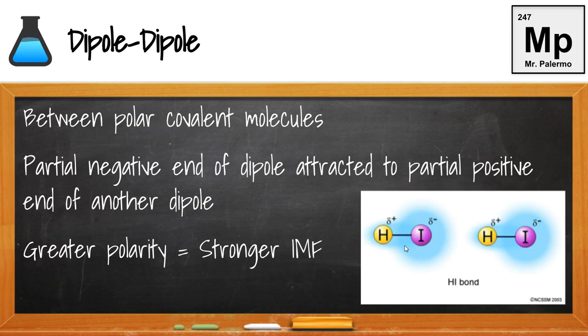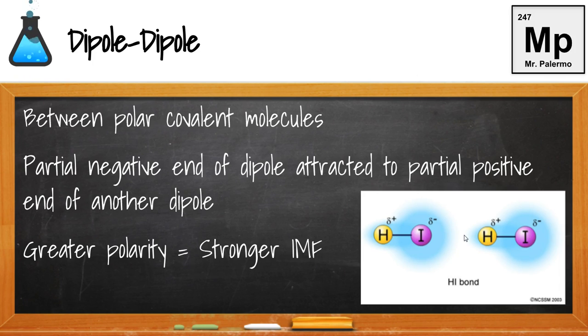The next strongest intermolecular force we have is the dipole-dipole. It's stronger because it occurs between polar covalent molecules. Since these molecules are polar, they have an established dipole. It's already set up that there's a positive side and a negative side of the molecule, and therefore the opposites will attract. So the intermolecular force would occur between the iodine of this molecule and the hydrogen of this one. The greater the polarity, the stronger the intermolecular force.